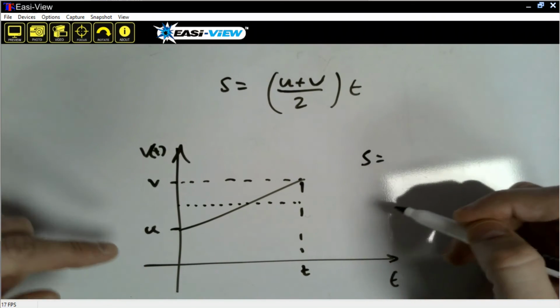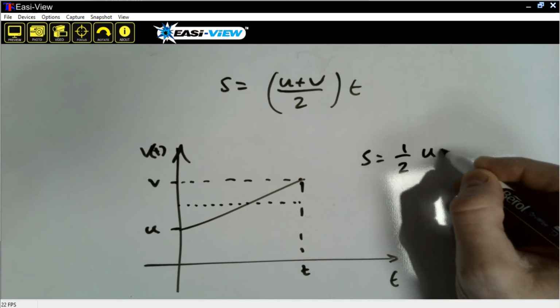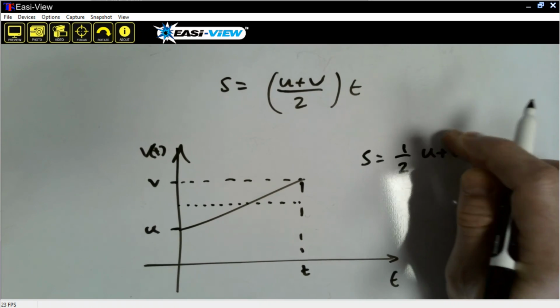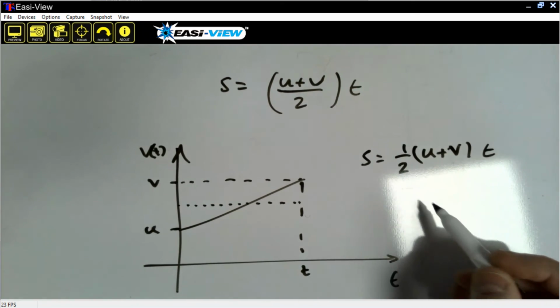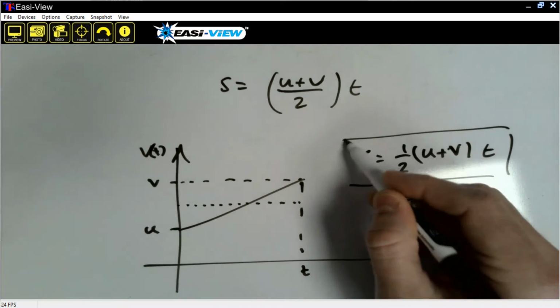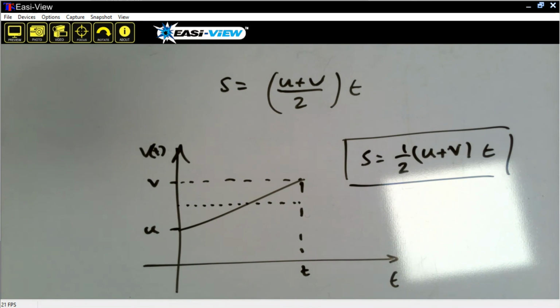So we can do it as trapezium rule if you like. It's a half of U plus V, multiplied by T. And that gives you one of the equations of motion, and that should make sense to you.